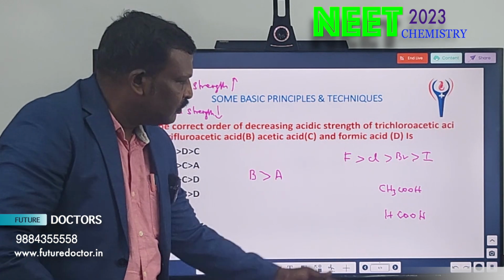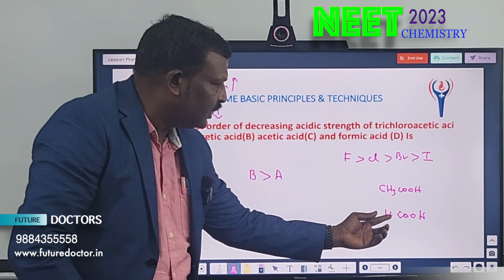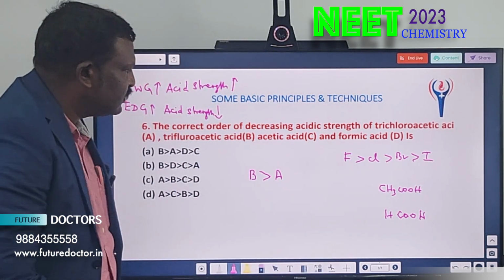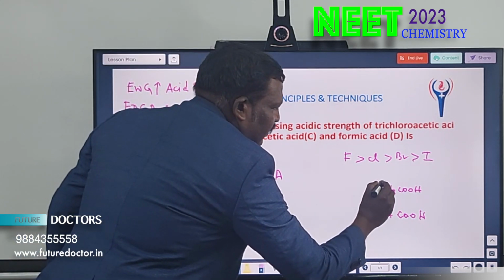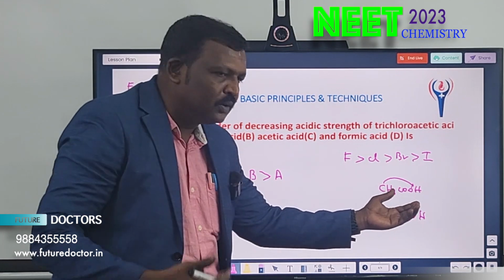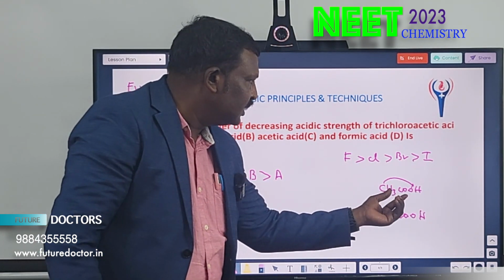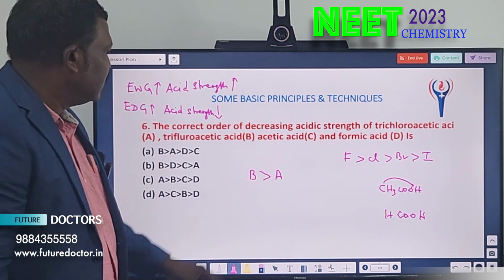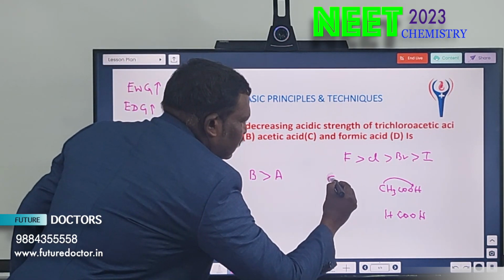An electron donating group. But in formic acid, no electron donating group is there. So which is the least one? If it donates electrons, it makes the OH bond very strong, so it cannot lose H plus ions very easily. So this is the least one. C is the least.